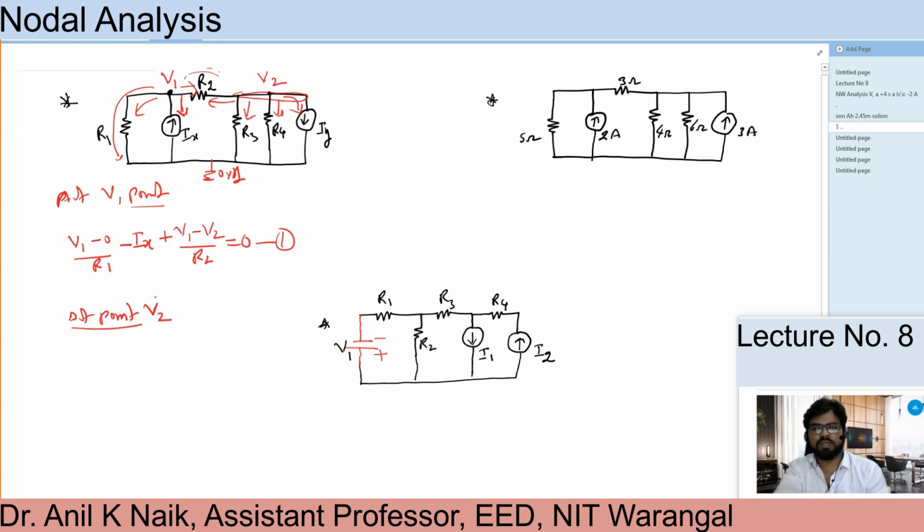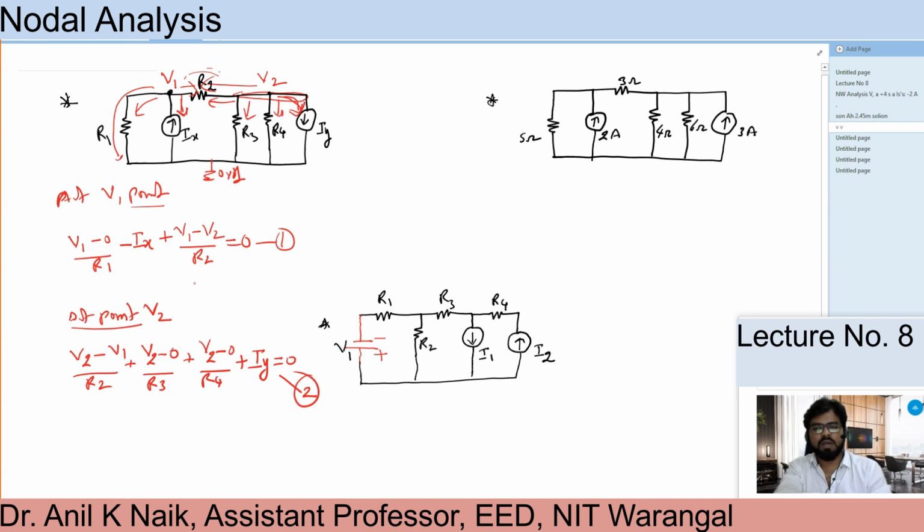Same at point V2, do the same thing here. So this is my direction. I can write V2 minus V1 by R2. This is the first term I'm taking. Then go for R3, plus V2 minus 0 by R3. Next for R4, V2 minus 0 by R4, plus, now come to this branch. This is my assumed current direction, but actually the current source current is also going in the same direction. So I can make it plus here, same direction. So plus Iy equal to 0. So this is my second equation.